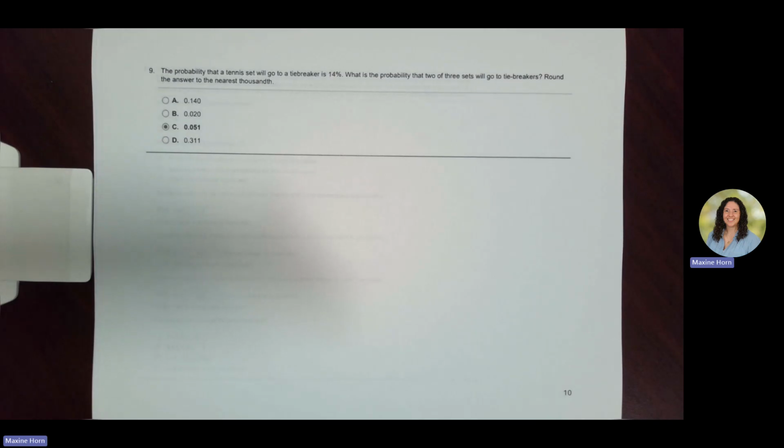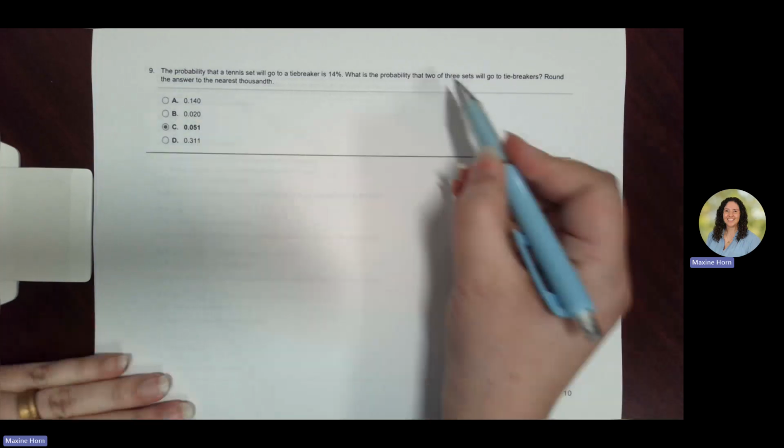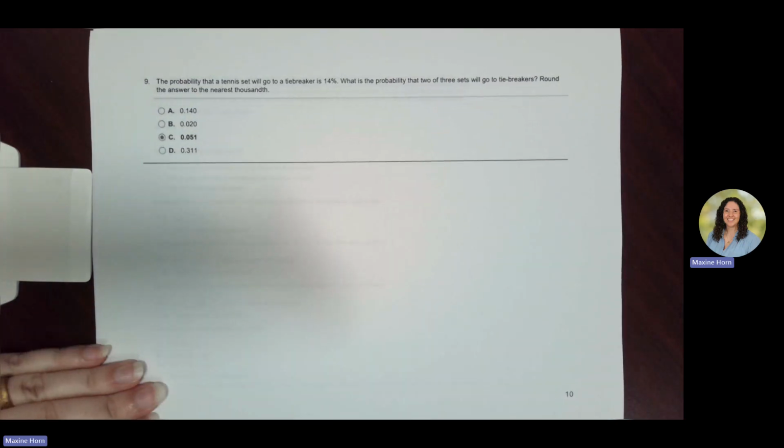The probability that a tennis set will go to a tiebreaker is 14%. What is the probability that 2 of 3 sets will go to tiebreakers? Round the answer to the nearest thousandth. Okay, so 2 of the 3 sets. So what's another way to say that?